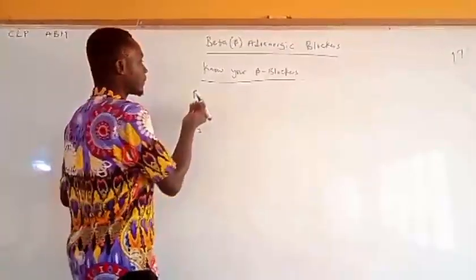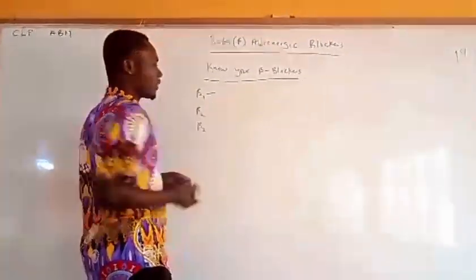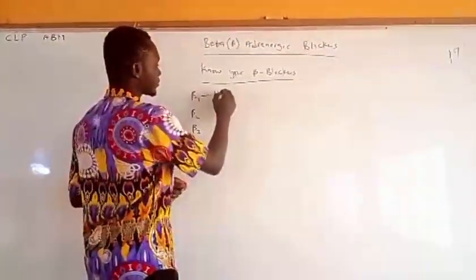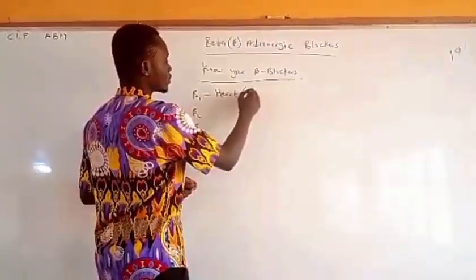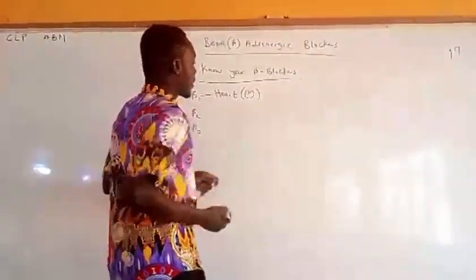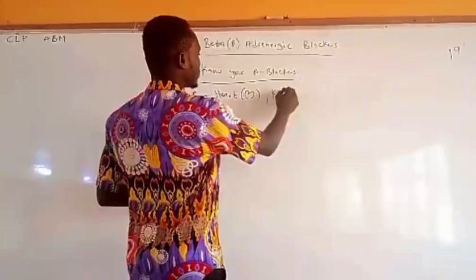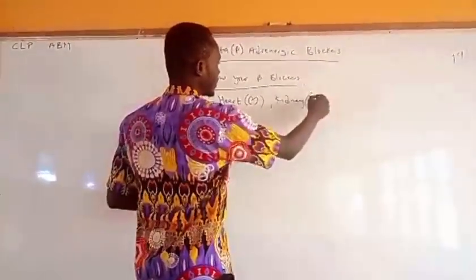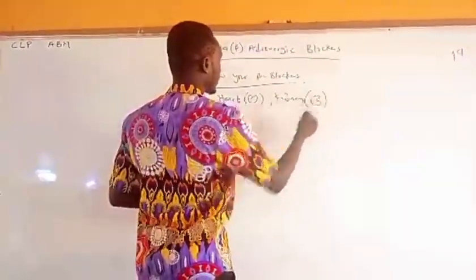So now, beta1 receptor, where can we find beta1 receptor? Beta1 receptor can be found in the heart. So the heart, and the kidney. The kidney.